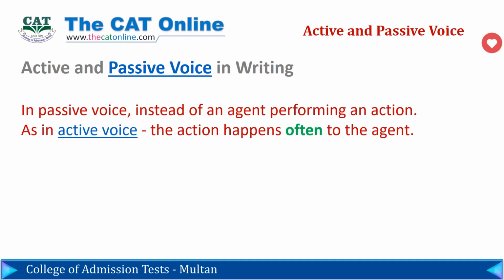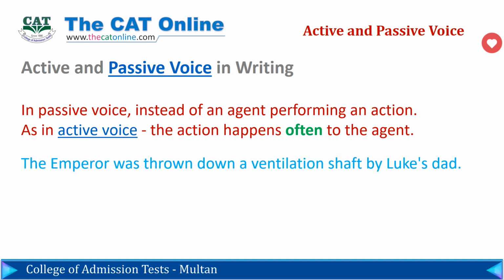In passive voice, instead of an agent performing an action, as in active voice, the action happens, often mysteriously, to the agent. Don't get what I'm saying? Take this scenario at the climax of this little-known film. The Emperor was thrown down a ventilation shaft by Luke's dad. This is a classic example of a sentence in the passive voice.